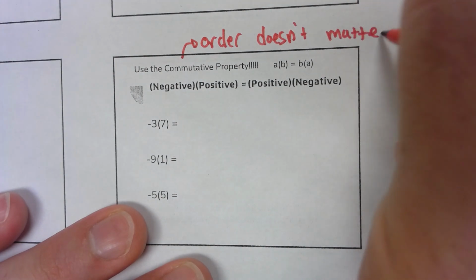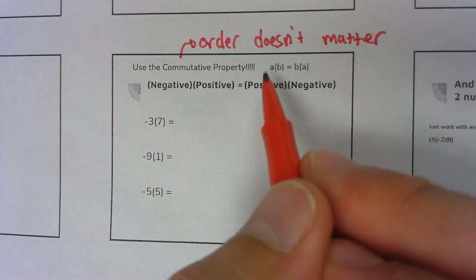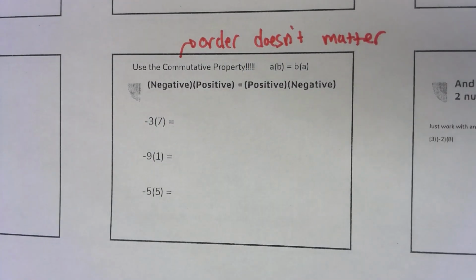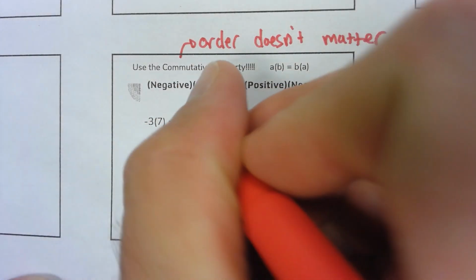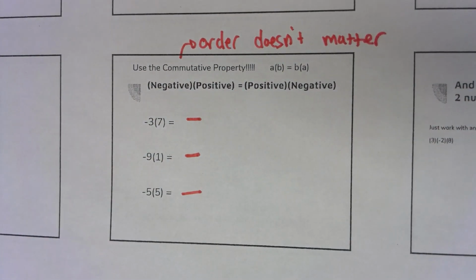With multiplication, order doesn't matter, right? 3 times 2 is the same thing as 2 times 3. A times B is the same thing as B times A. So a negative times a positive is the same thing as a positive times a negative, and thus the result of all of these will also be negative. So basically, if we have an odd number of negatives, the result is going to be negative when multiplying and dividing. An even number of negatives is going to come up with a positive.